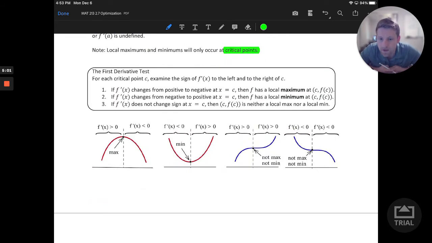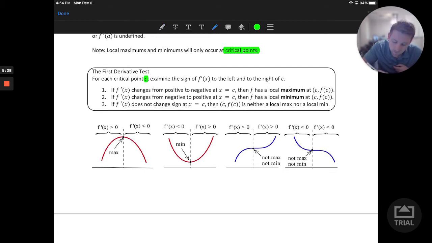The first derivative test considers critical points of a function and tests those critical points based on the first derivative. For each critical point, we'll call it C. Each of these values C are critical points. Examine the sign of f prime of x, the derivative, to the left and to the right of C. And again, C here is an input value. We could list this as a value x equals C. It's a constant where we have a critical point.